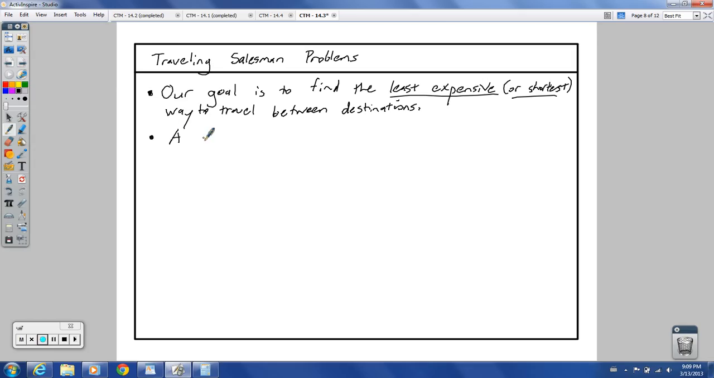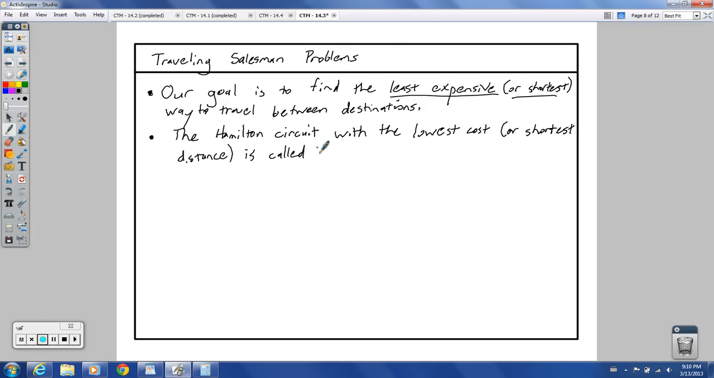And a second point, the Hamilton circuit with the lowest cost or shortest distance, you might see that instead, or smallest value of whatever you're looking for. That is called optimal solution. So that's another definition, another vocabulary word, optimal solution. It's going to be the lowest cost or the shortest distance one, and a complete weighted graph.